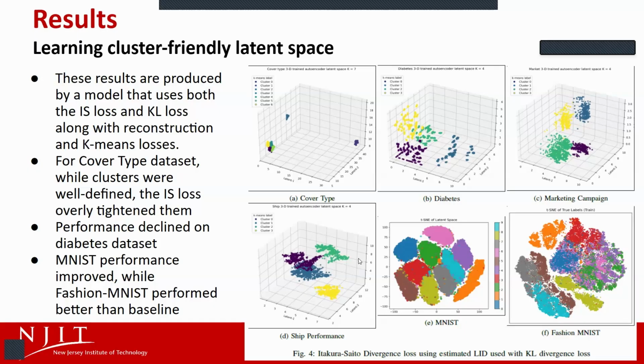For the marketing campaign and ship performance dataset, it performed well enough, comparable to just using the Itakura Saito divergence loss. And in the MNIST and Fashion MNIST, we can clearly see the latent spaces being cluster friendly, the clusters being highly separable, and the performance has been good and much better than just using the baseline of PCA plus k-means.